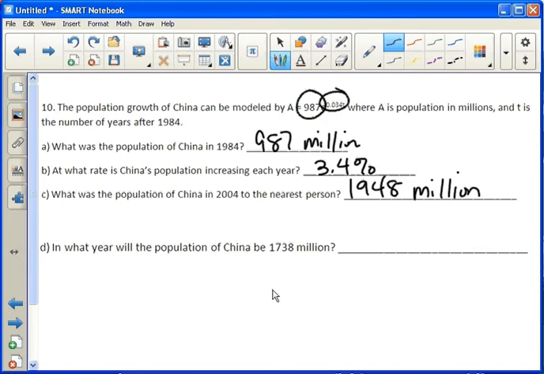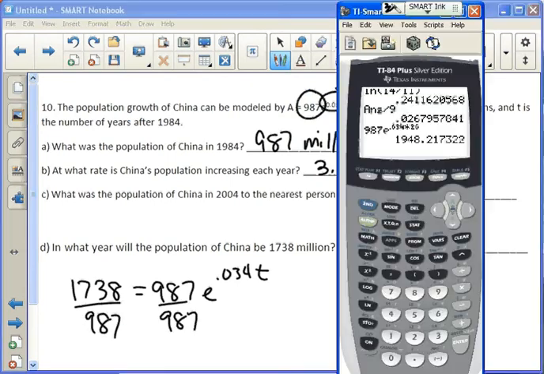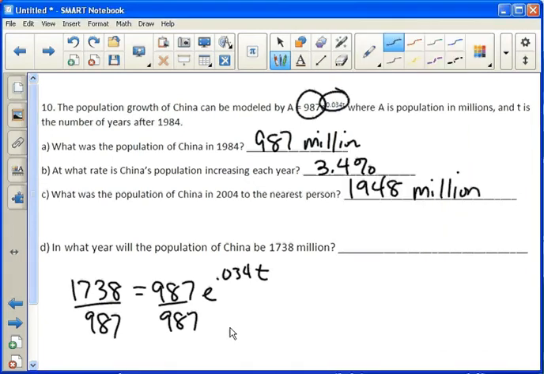In what year will the population of China be 1,738 million? So we plug 1738 in for A, and we solve for t. So I divide both sides by 987. I get 1.761. And then to get rid of the e, we take the natural log of both sides. Remember, the natural log cancels out the e.